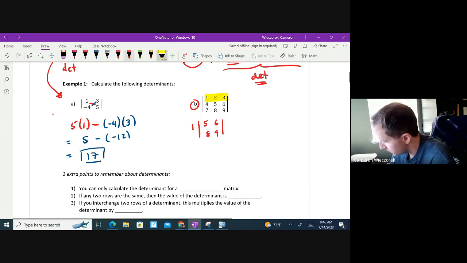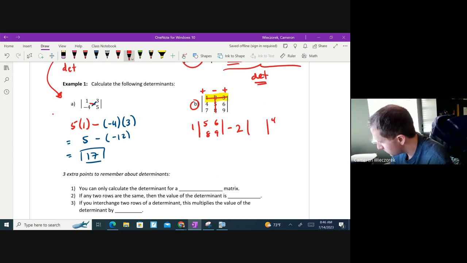I'm going to cross off. Now remember, minus 2. It goes positive, negative, positive. So now I'm going to switch the sign on 2. For the matrix that's going to be left over, I'm going to cross off first row, second column: 4, 6, 7, 9. Oops, I wrote them outside the matrix. There we go. 4, 6, 7, 9.